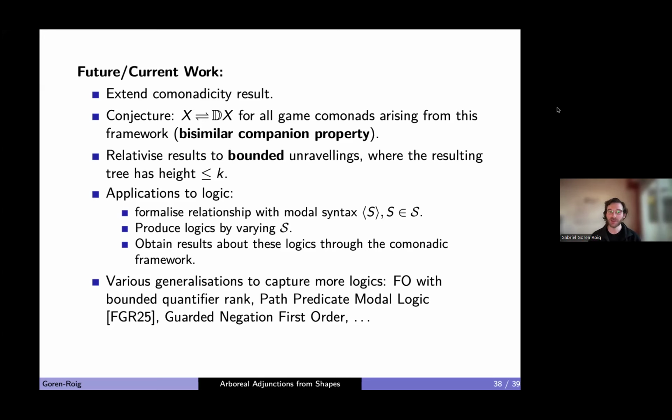So this would be interesting, right? By a similar companion property, it says that given any comonad D, like I showed you before, the tree functor followed by realization, the conjecture is that it's always the case that if I start with any object, then the comonad applied to that object gives us back something that is bisimilar, and this would correspond to logical equivalence on the syntax side.